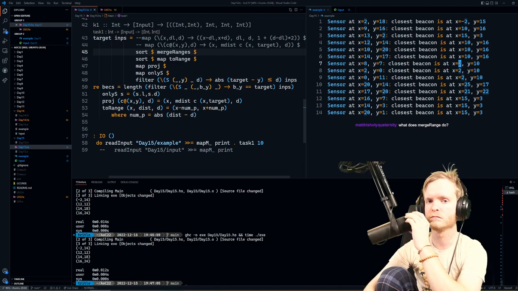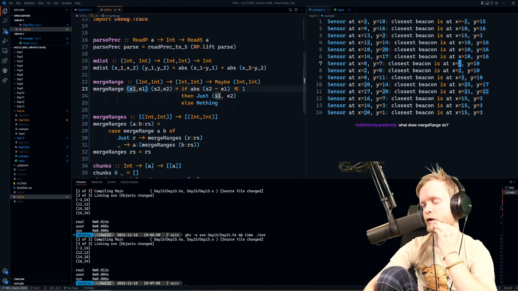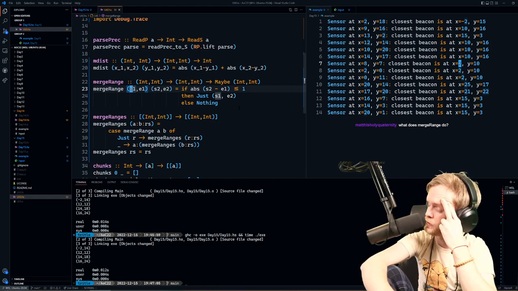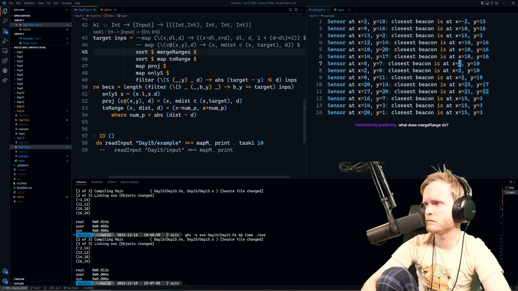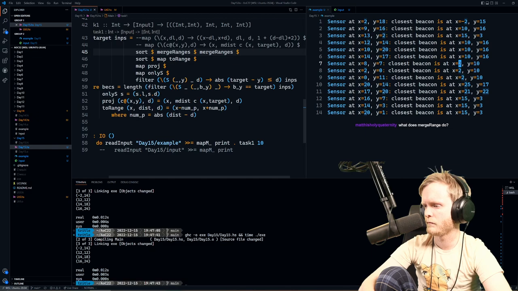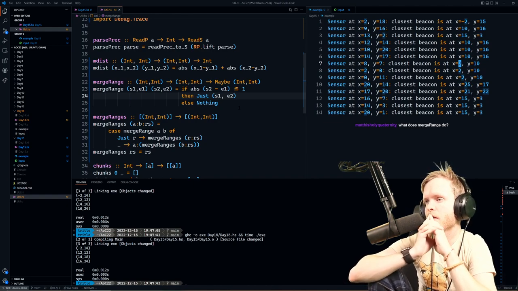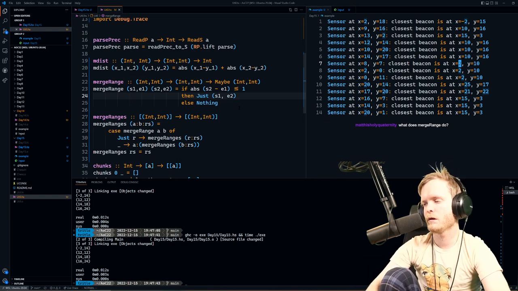What does merge range do? That's the function here, right? It's trying to merge two ranges, right? Like you have a range, which is a set of numbers from some point to some other point. And what is the problem here? I feel like I apparently don't have a case where one is contained within the other. So if the start, because now they are, okay, so what are the cases?